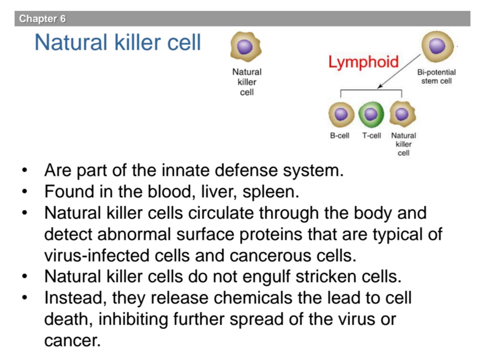Now, these cells are found in blood, the liver, and the spleen. They circulate in the blood throughout the body, and they detect abnormal surface proteins that are typical of virus-infected cells and cancerous cells. These cells are not phagocytotic. They do not engulf the stricken cells. Instead, they release chemicals that lead to cell death, and this inhibits the further spread of the virus or cancer.